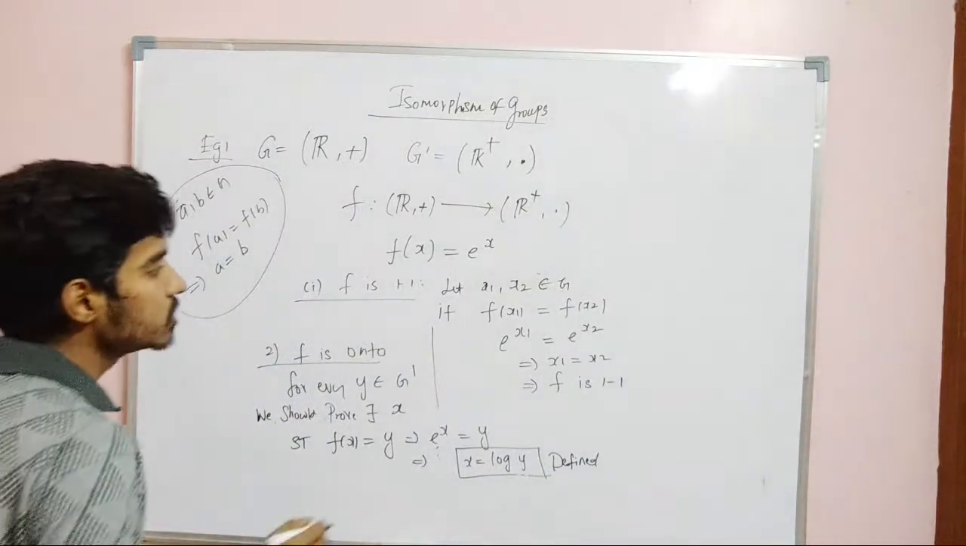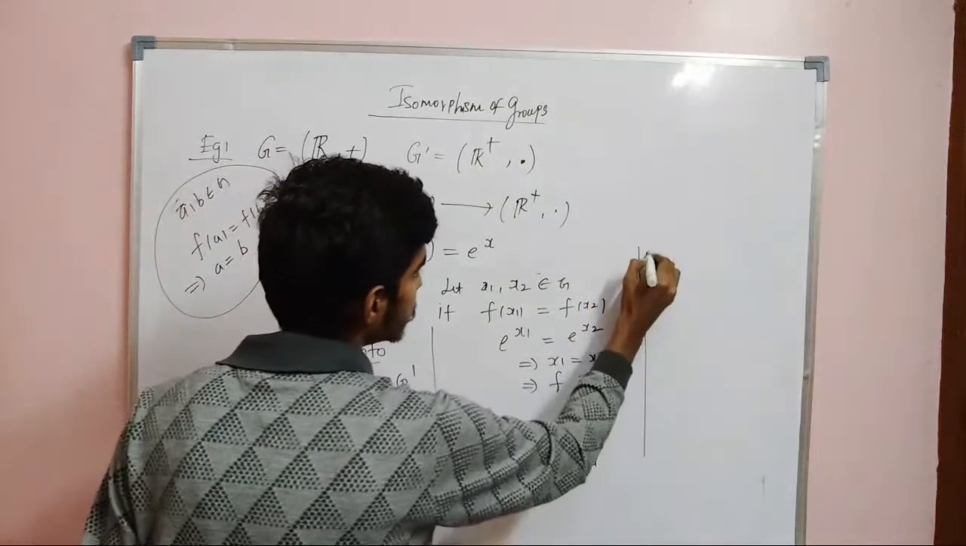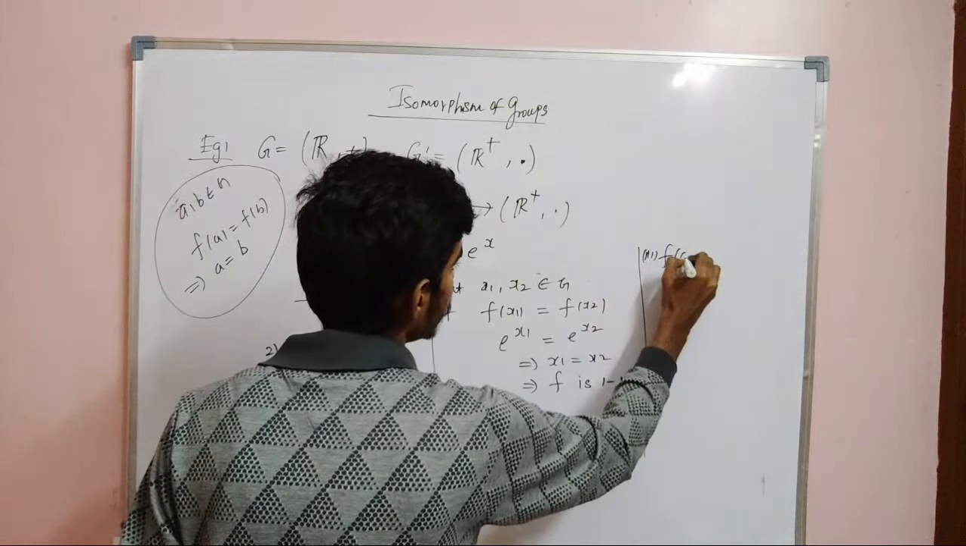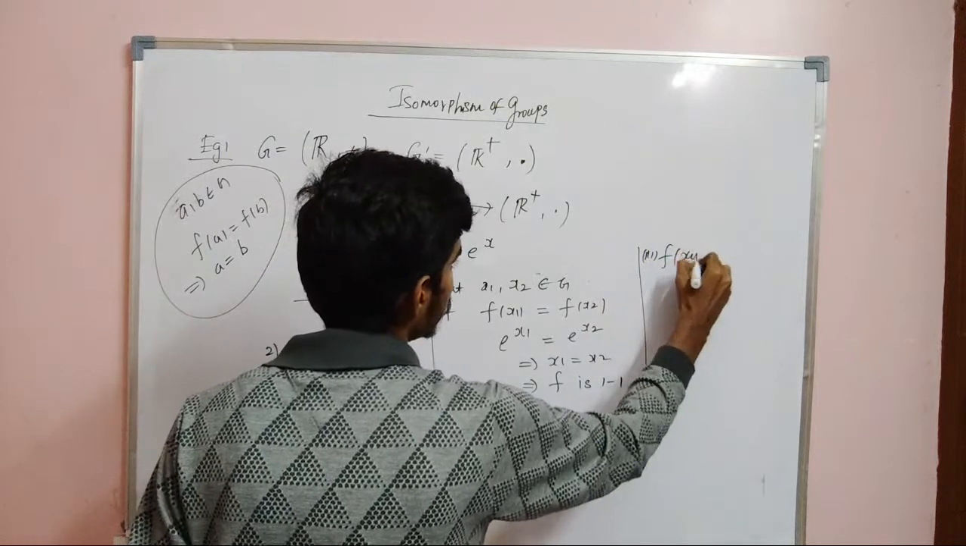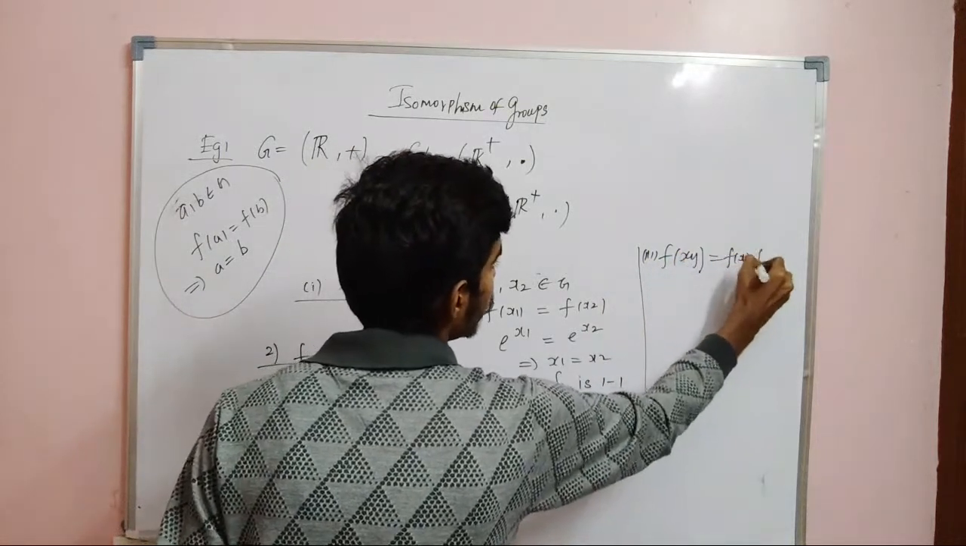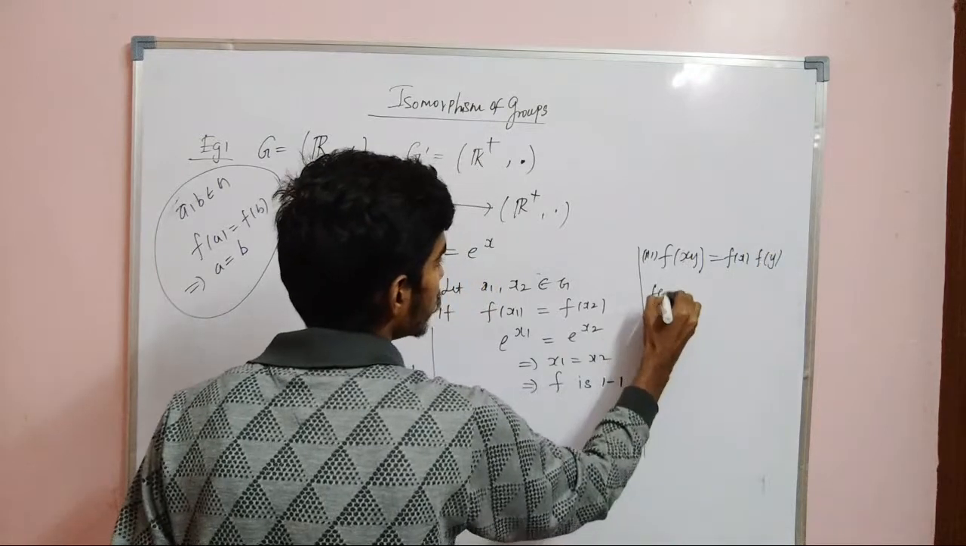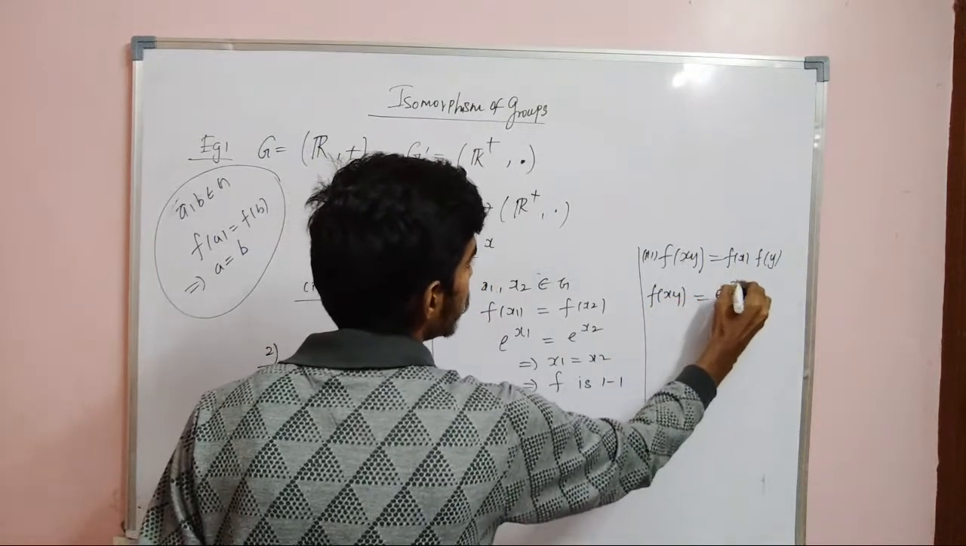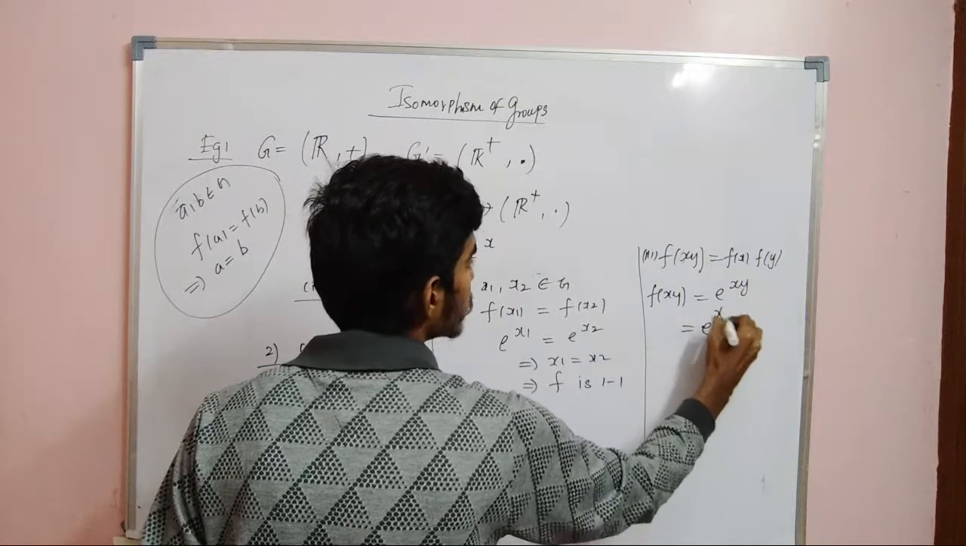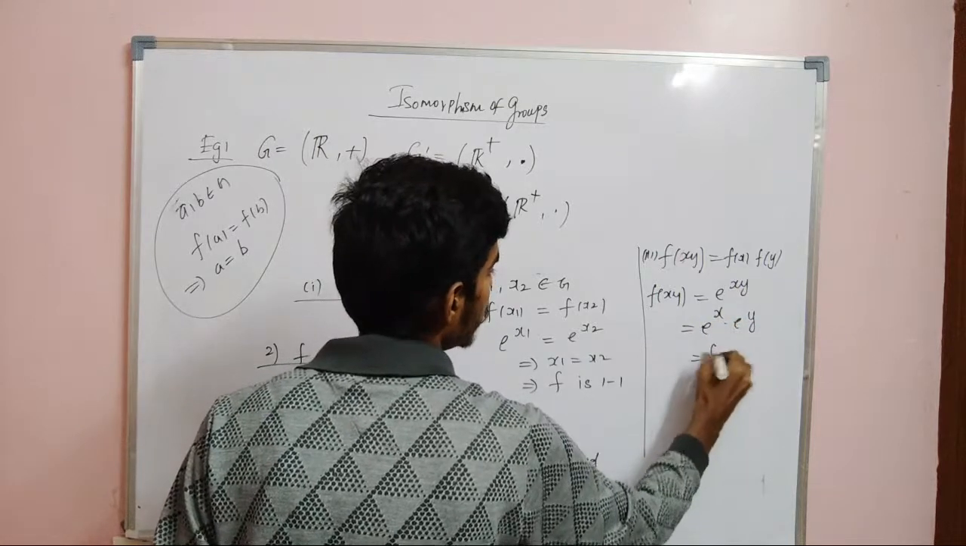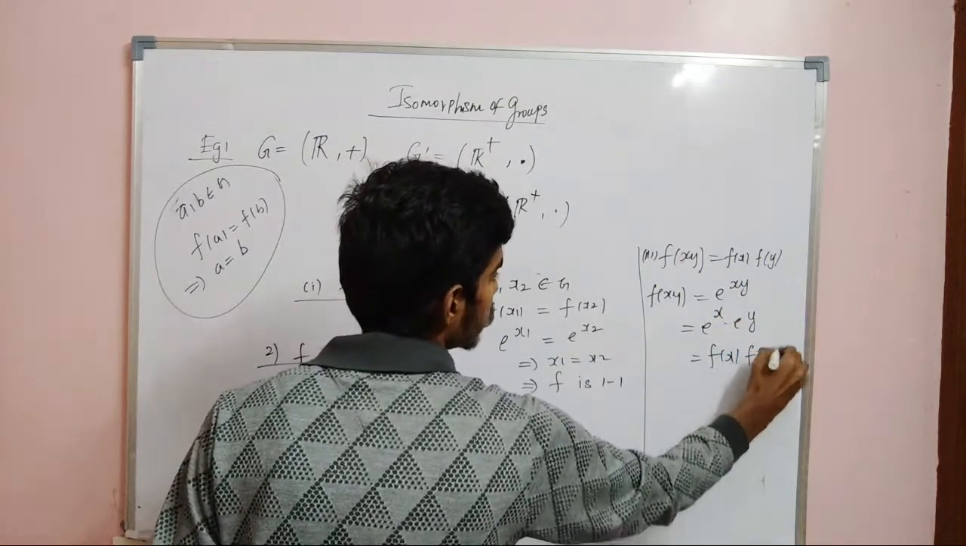Now I need to prove this preserves the third condition, that is f of xy is equal to f of x into f of y, right? So what is f of xy? It is e power xy. So I can write e power xy as e power x into e power y. So e power x is f of x, e power y is f of y.